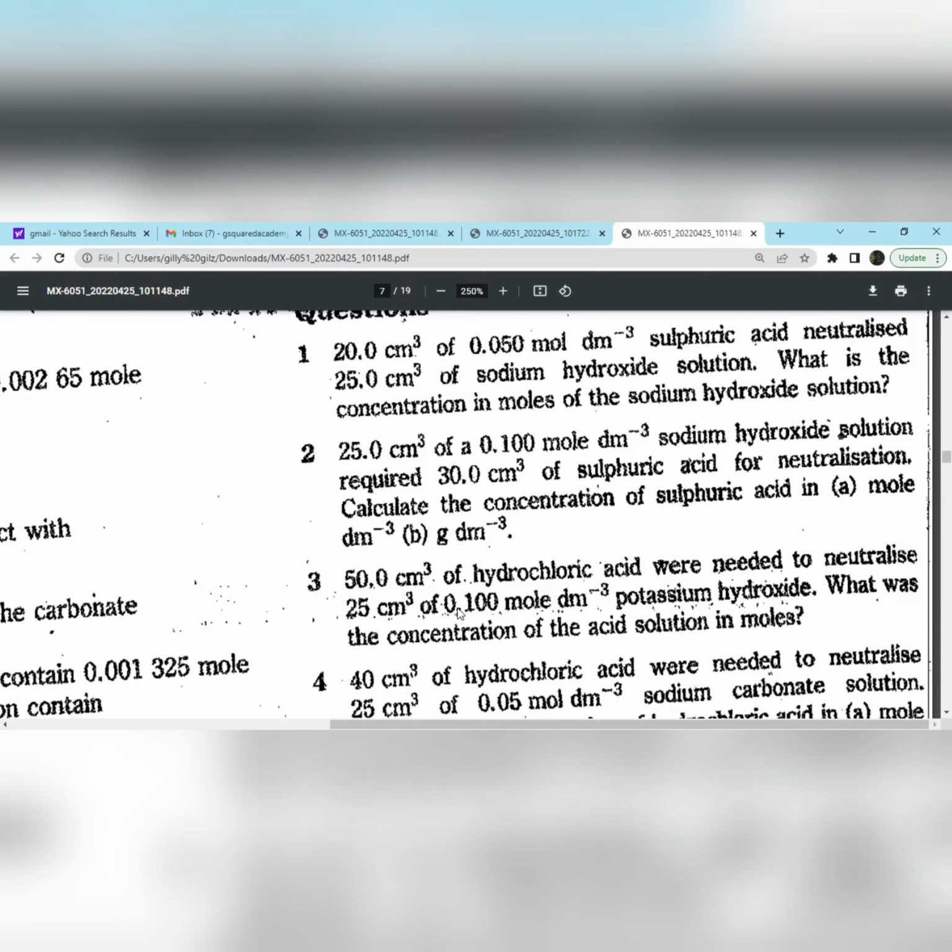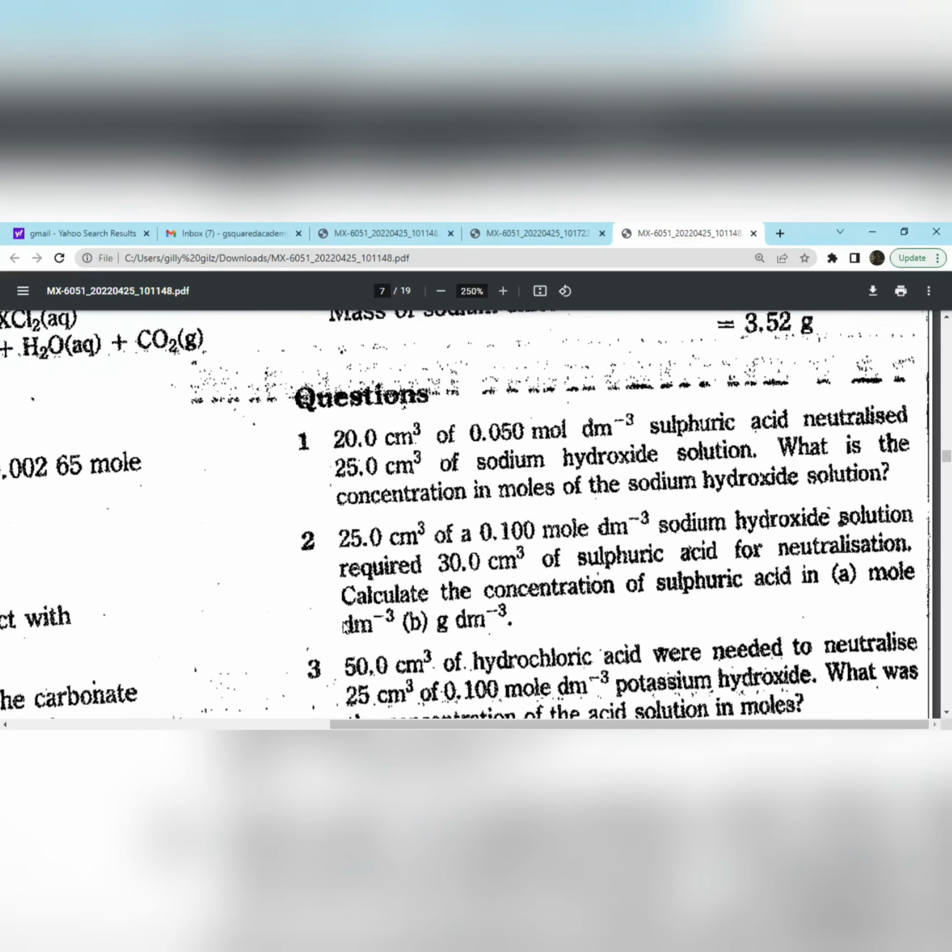So you will notice that the standard solution in this case, the solution of known concentration, is potassium hydroxide. See it right there, 25 centimeters cube of 0.1 moles per dm cube. So you know the concentration of that solution. Now we just need to find the number of moles in 25 mils. So we can say 0.1 is equal to 1,000 centimeters cube, right? Therefore, X is equal to 25 centimeters cube.